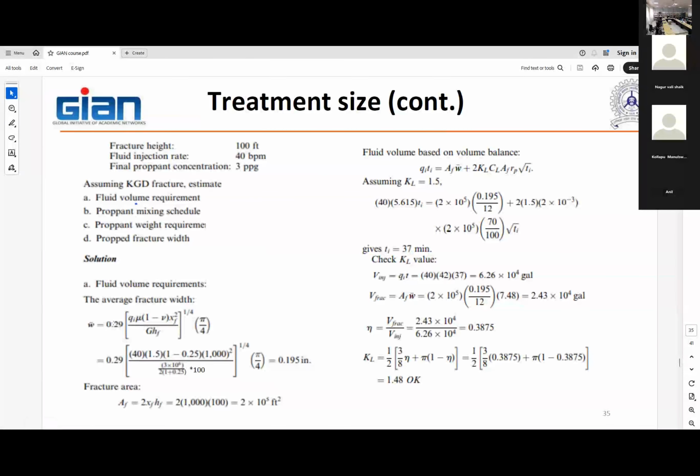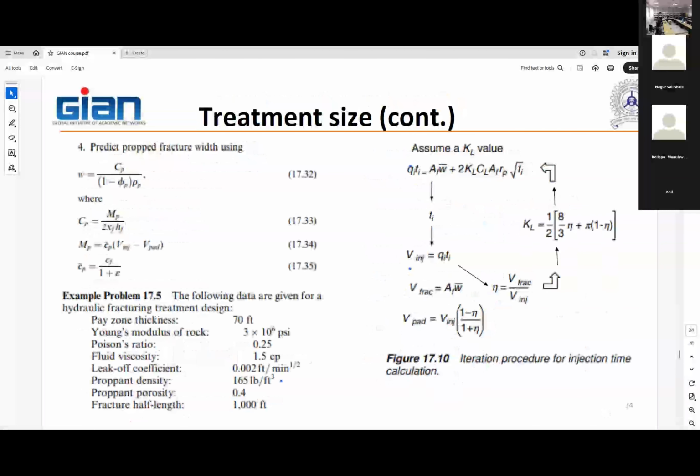So average fracture width is 0.29 times Q. What is Q? The flow rate, that is the pump rate, which is 40 barrels per minute. Mu is viscosity, so 1.5 centipoise, as you can see here. Then 1 minus Poisson's ratio. Poisson's ratio is how much? 0.25, we are given that. So 1 minus 0.25.